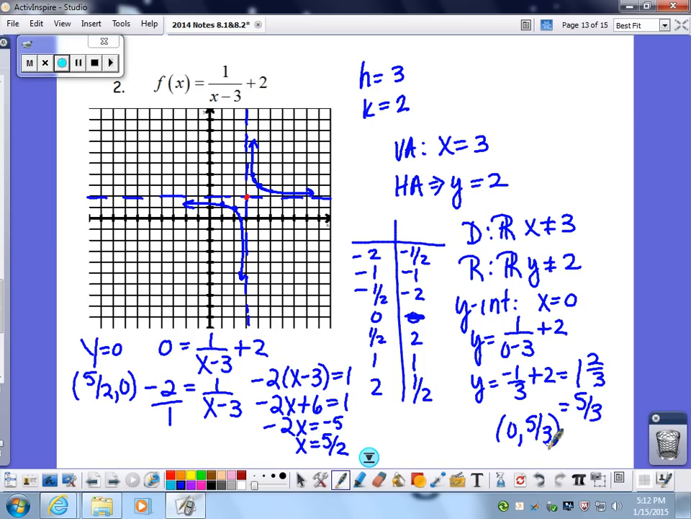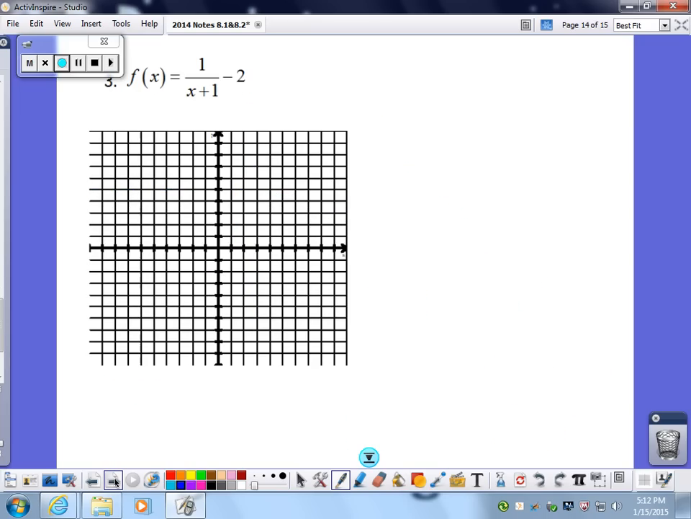Take a moment and look at that. Make sure you got that. So that was just like Algebra 1, just got some fractions in there. All right, a couple more.